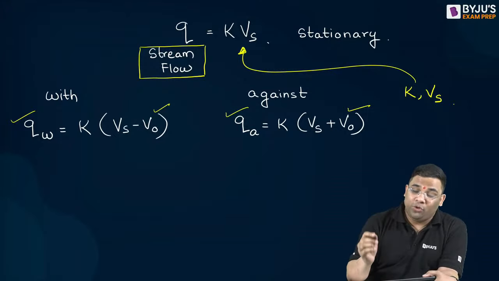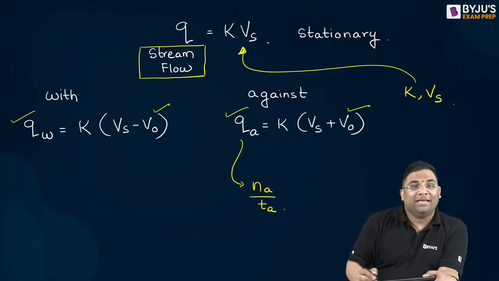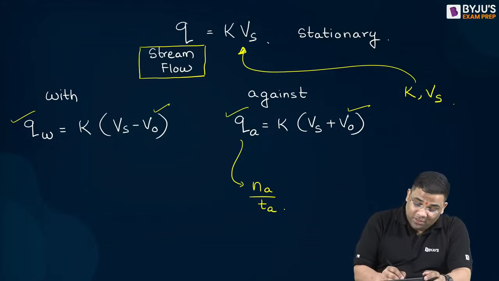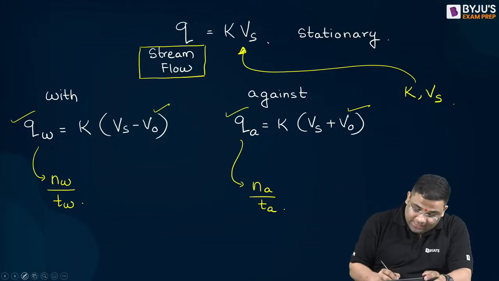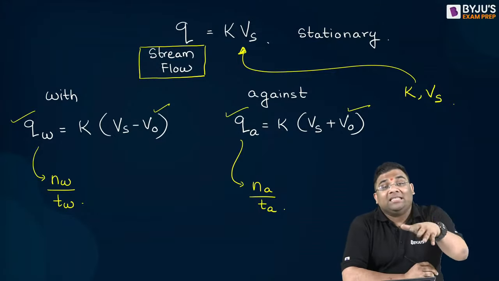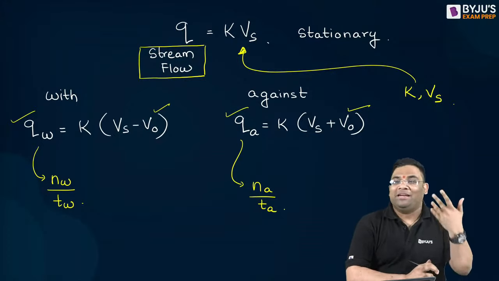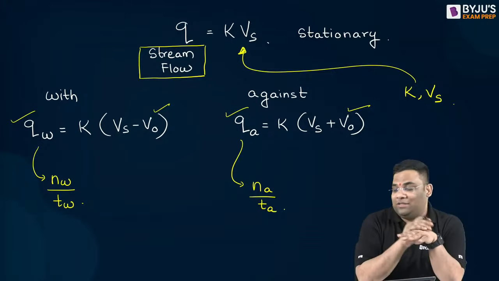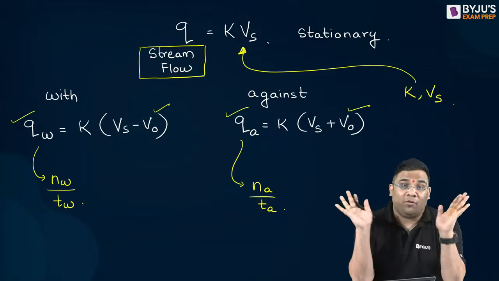And if you don't know Qa, you can find it as Na by Ta, the number of vehicles crossing in the opposite direction by the time of observation. Or Qw is Nw by Tw. Nw was the number of vehicles overtaking the test vehicle minus the number of vehicles overtaken by the test vehicle, divided by the time of observation. And if you don't know the time of observation, you can find it as length by velocity. This much is required to solve all the questions from your floating car method.